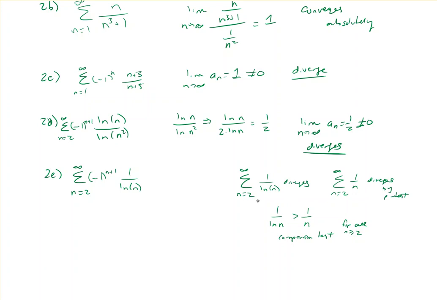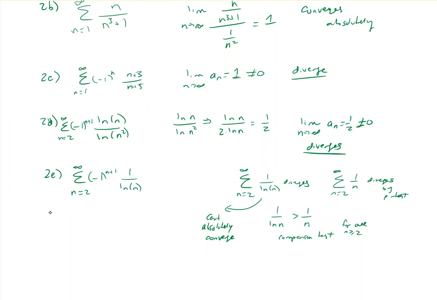So now we know the absolute value diverges. Boom, we know it can't absolutely converge. Sorry, I said it wrong. It can't absolutely converge, but it can conditionally converge. So let's check.